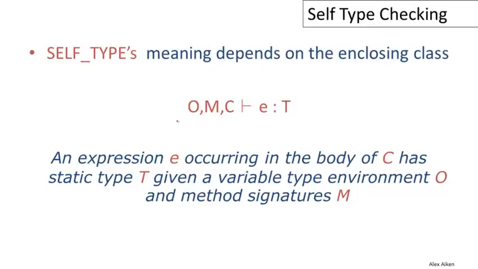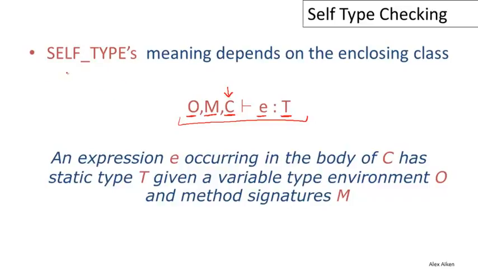So the sentences in the type logic look like this, and they prove things of the form that some expression has some type, and they do that under the assumption that object identifiers have some types given by O, methods have signatures given by M, and the enclosing class, the current class in which E sits, in which we're doing our type checking, is class C. And the whole reason for this additional piece, why we needed this C, which we haven't discussed before, is that self-type's meaning depends on the enclosing class.